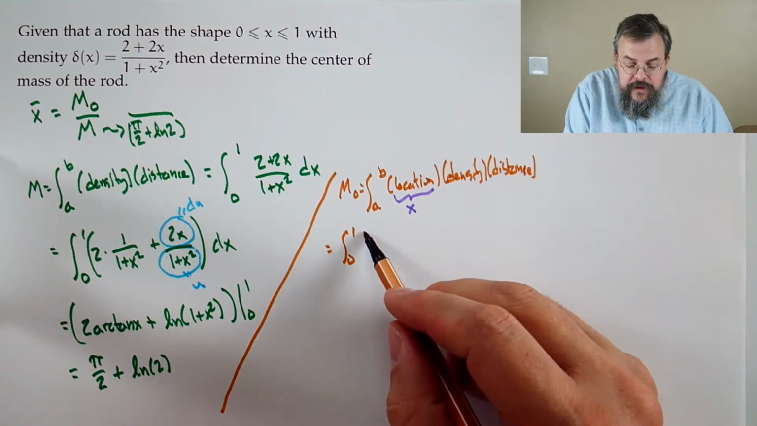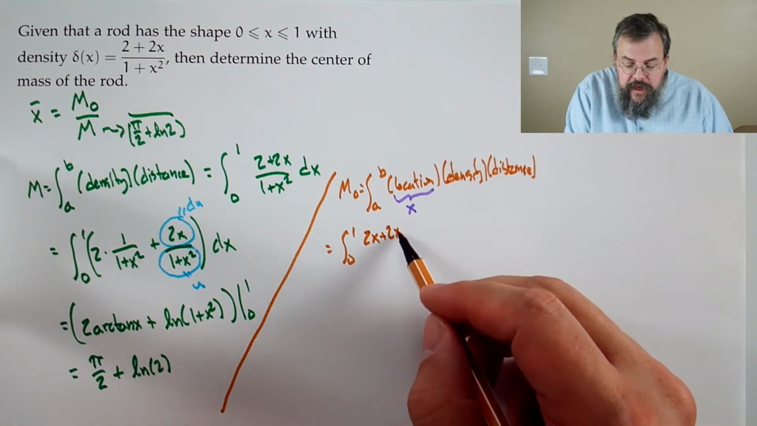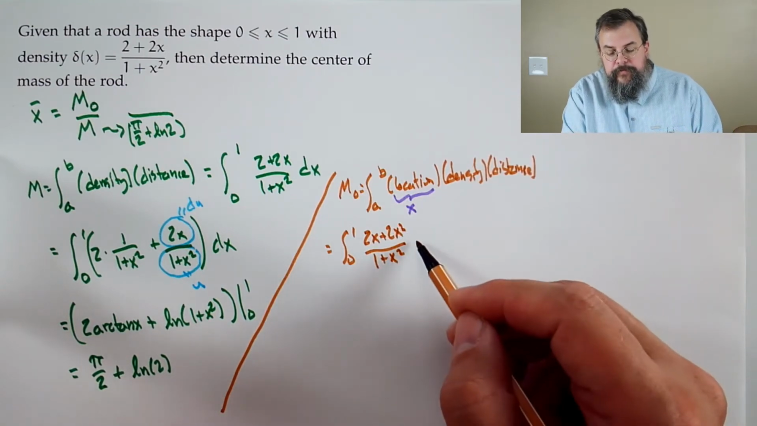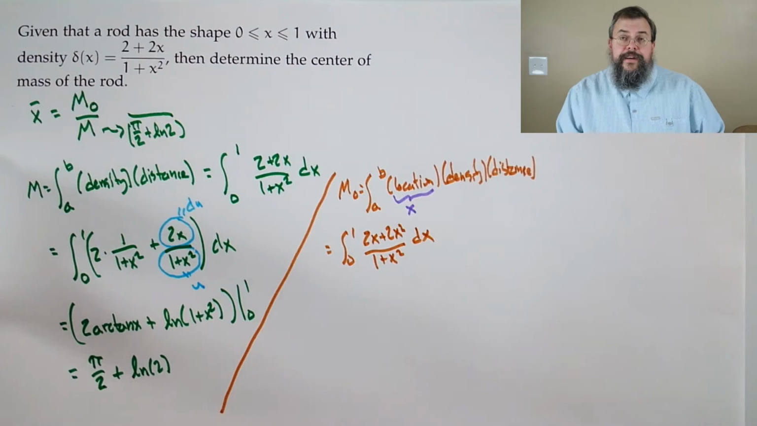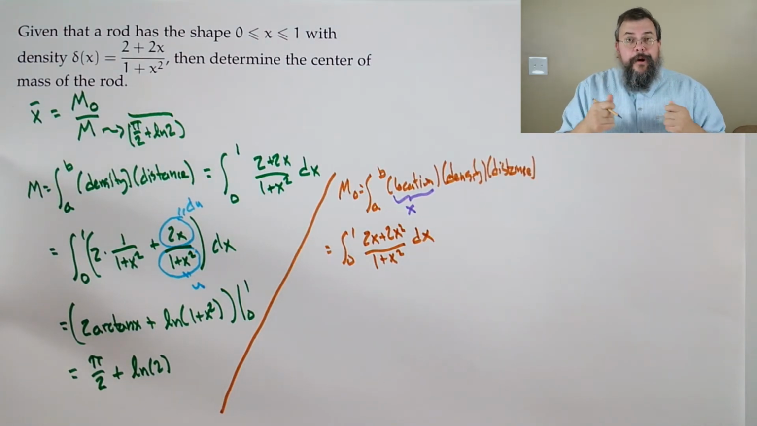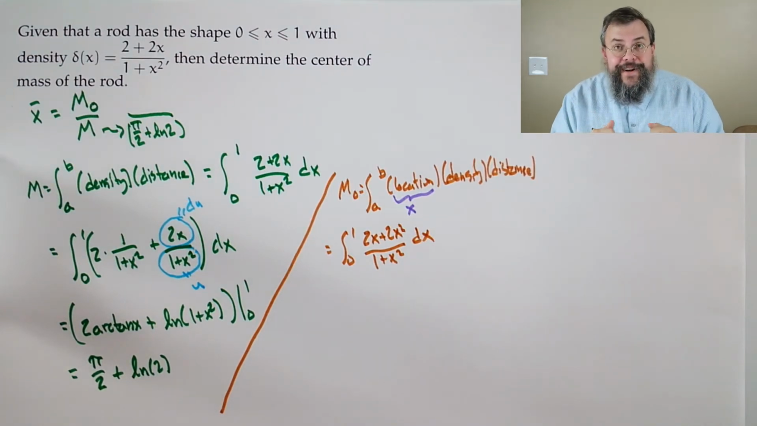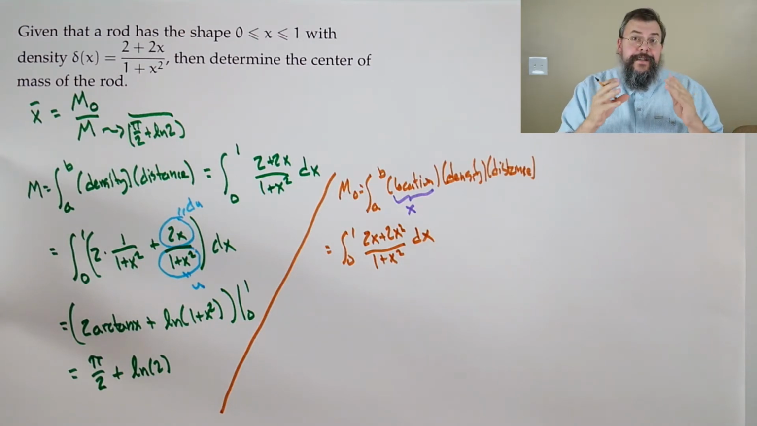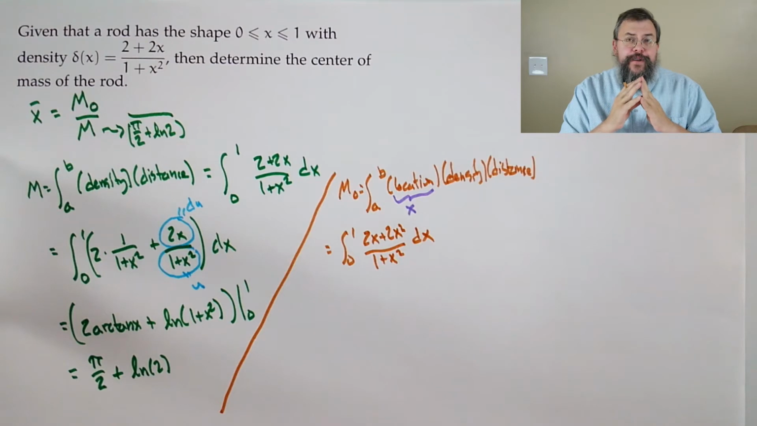So we have 2x plus 2x squared over 1 plus x squared. That's what we have to integrate. Now we say, hey, that first piece, we're good to go. We know how to handle that. It's that 2x squared that is going to require some thought.